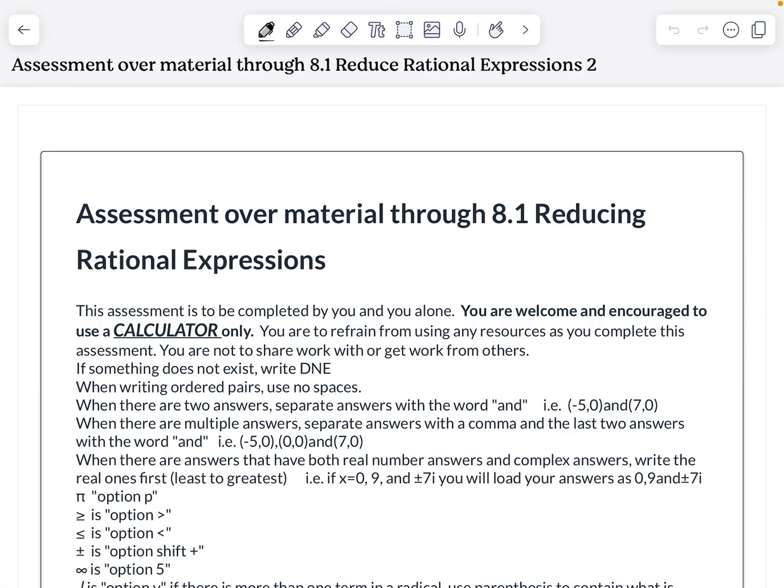Hello friends, this video is on how to do all the problems that are on the assessment. That's going to make the video pretty long because I'm going to try to be as detailed as I can in my explanation of each problem. I would remind you that you only need to watch the video on the problems that you are wondering about. You do not need to watch the video from beginning to end.